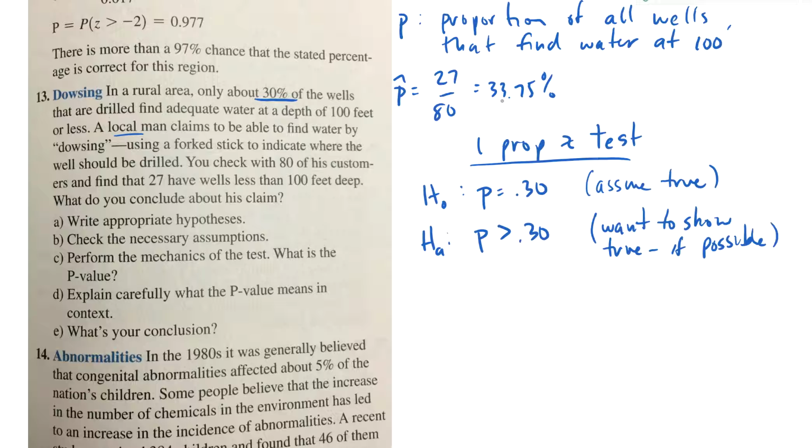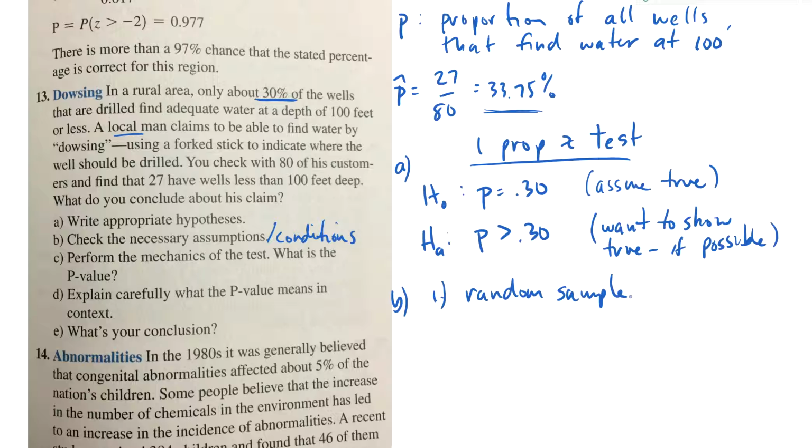Okay, because his record so far is 33.75%. So we want to see, is this really higher than 30%? Or I should say greater than 30%. So there would be A. B, we want to check the assumptions and conditions, because sometimes with the conditions we have to assume that they're true. So the conditions for this test is we have to take random samples.